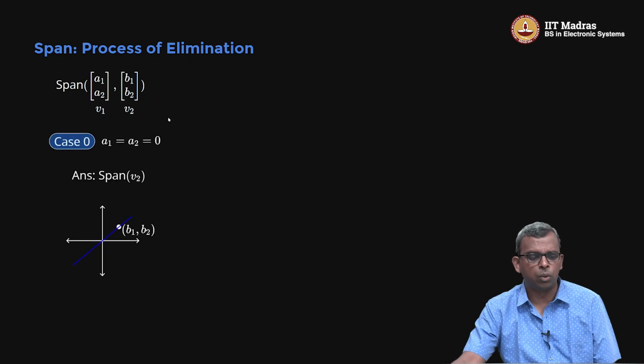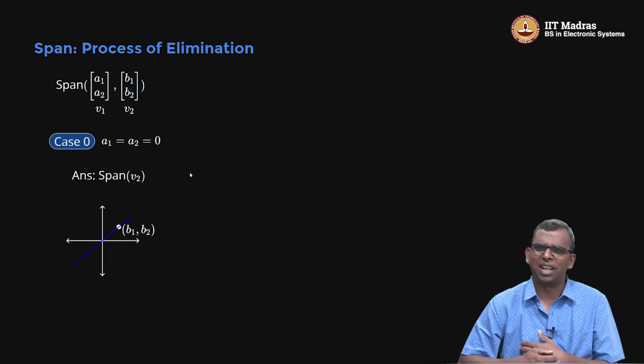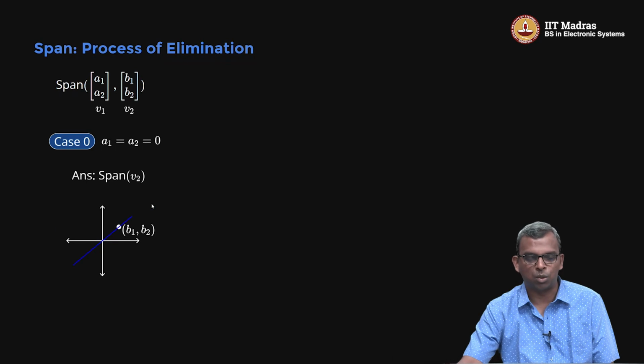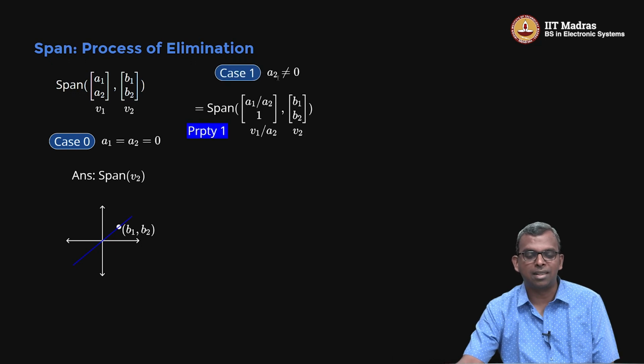So the first step we'll do is to consider easy cases. If A1 and A2 are both 0, the easy case, then you just get span of V2, which is the line through the origin. Okay, so things become interesting only when one of these two is non-zero. So the next case to consider is if A2 is non-zero. If A2 is non-zero, I can divide by A2. So that is the crucial idea here. So if A2 is non-zero, I'll divide by A2, and I'll end up getting A1 by A2, 1, B1, B2.